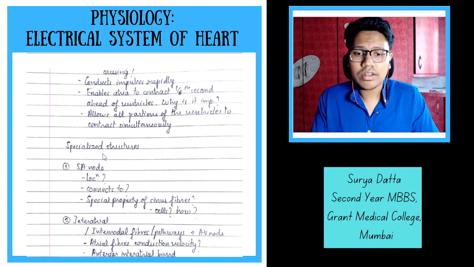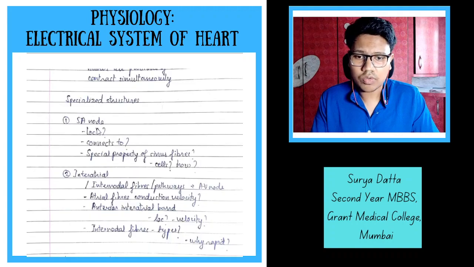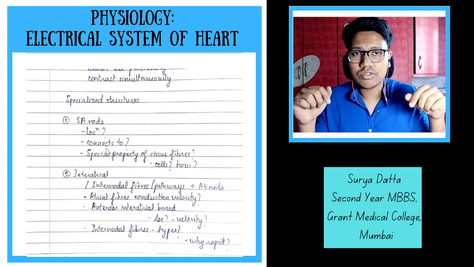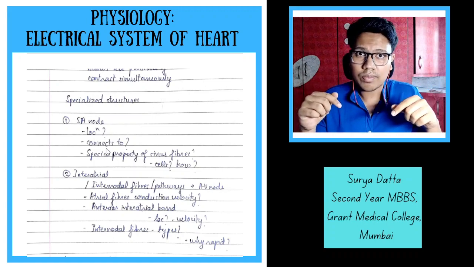So the SA node, where is it located? This is such a common question. The location of the SA node, excuse me, I obviously did not have my coffee, but yes, the SA node is located on the posterolateral wall of the right atrium, and it's located immediately below and lateral to the opening of the superior vena cava. So that's important. The SA node connects to the various interatrial fibers and the internodal fibers, which we'll come to in a second.